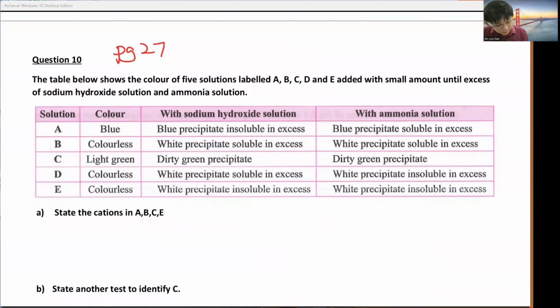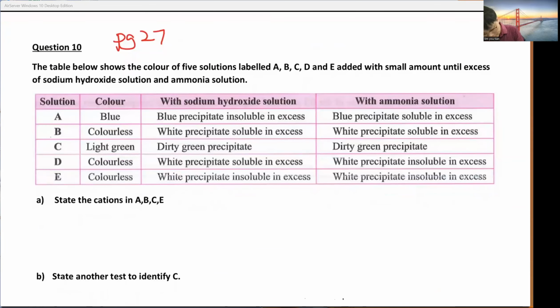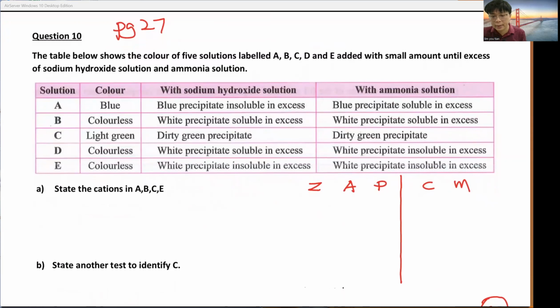Okay, you need to know how to draw the table. So now we draw together, the table I just showed you. You draw the ZAP and CM first. Then when you draw a few times, you can remember it. So you draw tick, cross, so this, tick, cross.